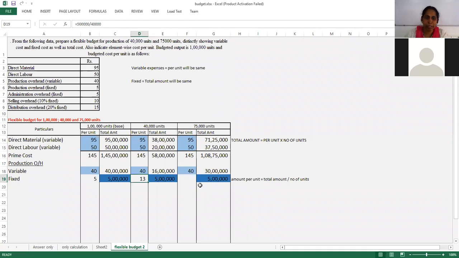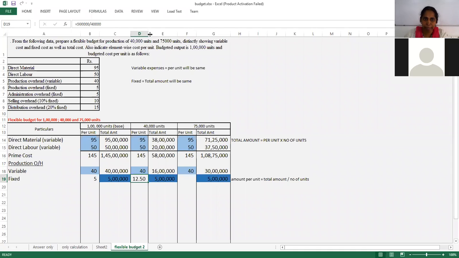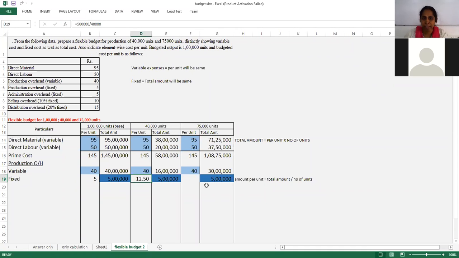Is it coming 13 rupees, or how much is it coming? It is coming 12.5. So here I have given 12.5. Why is it that way? Because I have cut the zeros. Here also I am going to calculate the per unit. The per unit will be total amount 5 lakhs divided by number of units, 75,000 units. So how much is it coming?